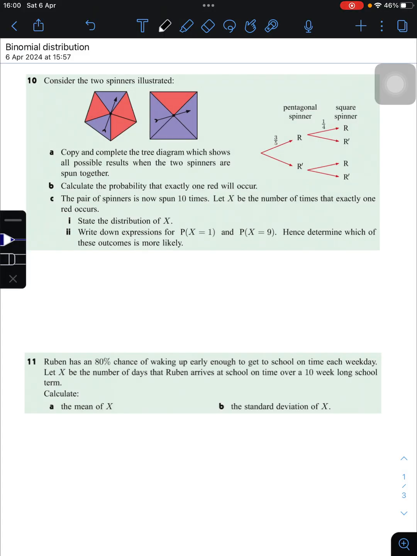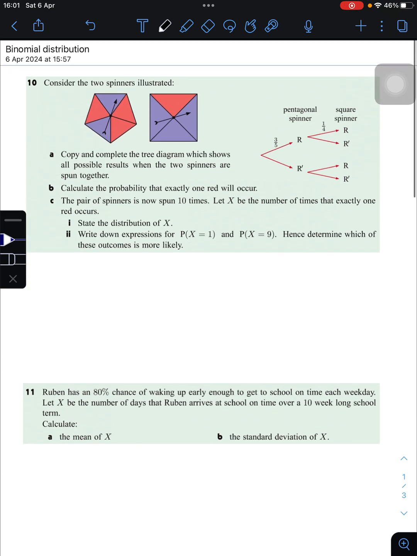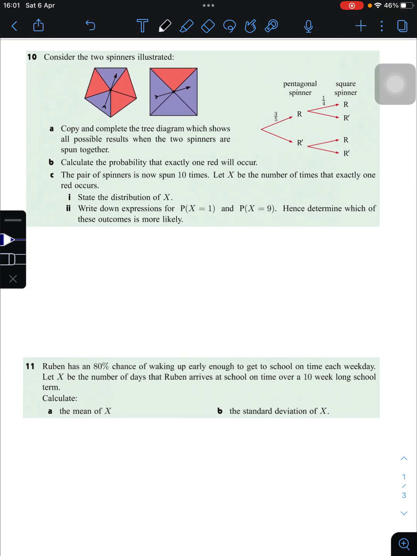Okay, video 2 on chapter 20. We're going to go over the binomial distribution. What it means and how we use it was done on Thursday, but today we're going to look over some questions and how we apply it.